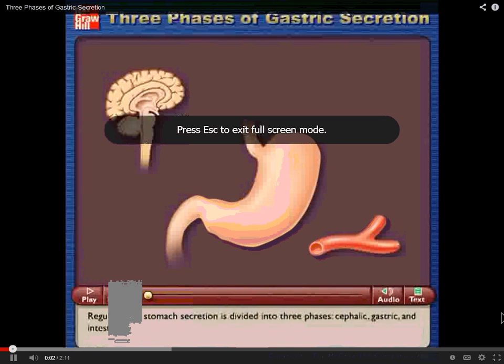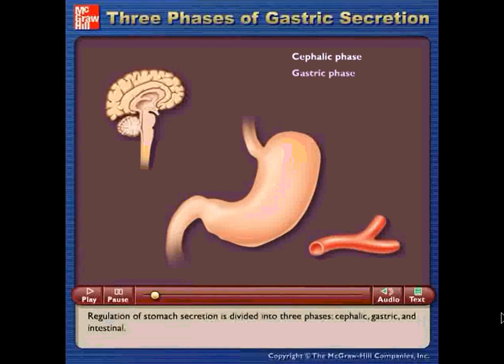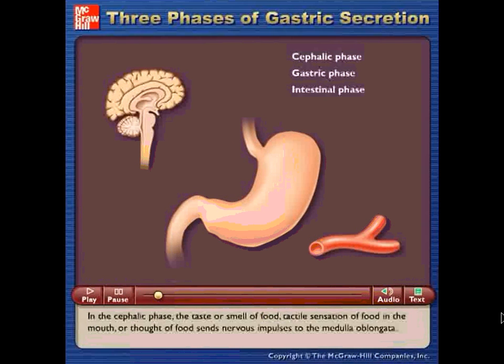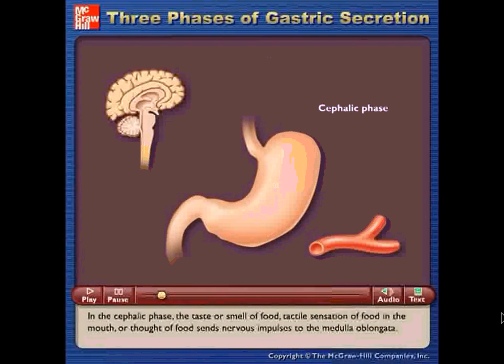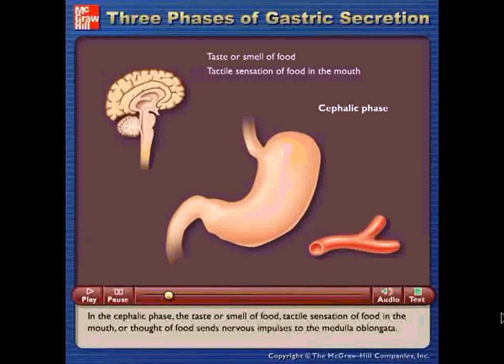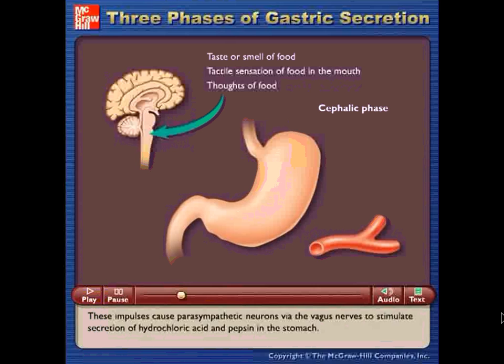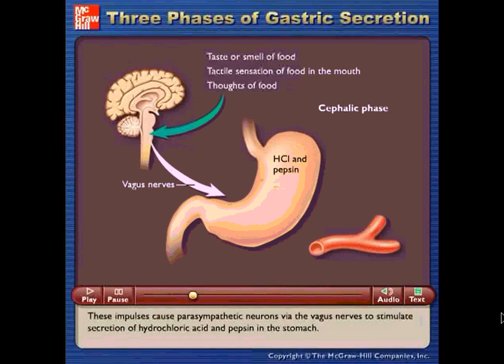Regulation of stomach secretion is divided into 3 phases: cephalic, gastric, and intestinal. In the cephalic phase, the taste or smell of food, tactile sensation of food in the mouth, or thought of food sends nervous impulses to the medulla oblongata. These impulses cause parasympathetic neurons via the vagus nerves to stimulate secretion of hydrochloric acid and pepsin in the stomach.